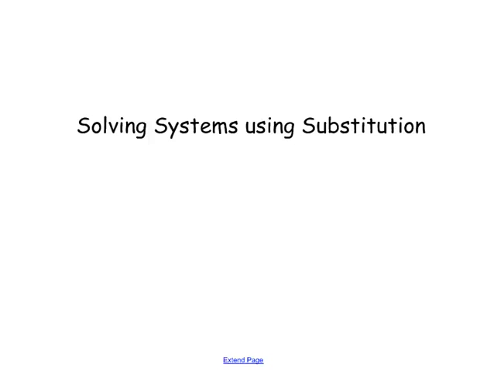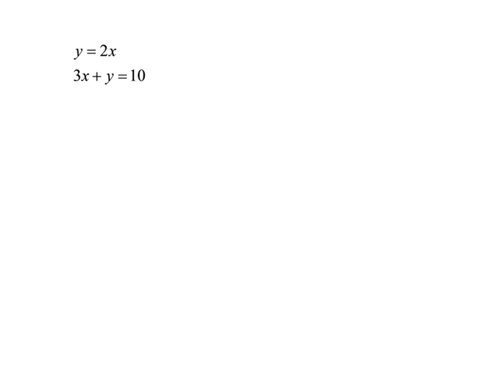This lesson is on solving systems of equations using substitution. When we're solving a system of equations, we have two or more equations, and we're looking for the ordered pair that works for both equations. Substitution is a good method when one of the variables is already solved for in one of the equations. We see in our first equation here that y is already alone.